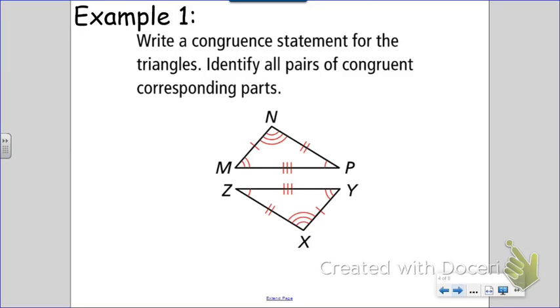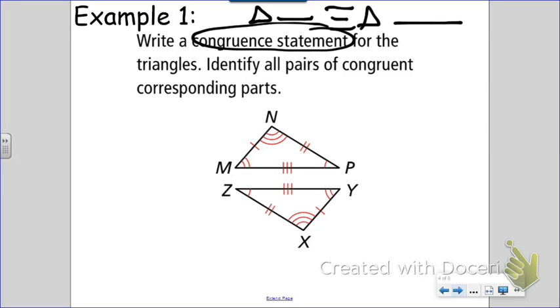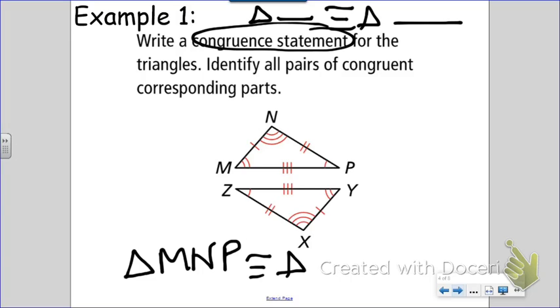So a congruent statement is triangle what is congruent to triangle what. So we need to fill in what's congruent. We base that on the markings on the picture. So in my picture, we have triangle. We can write this many ways, by the way, depending on what we start with. I'm going to use M, then N, then P is congruent to triangle. I'm going to watch my markings.